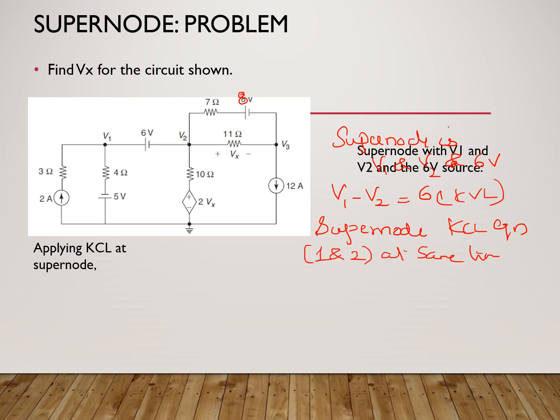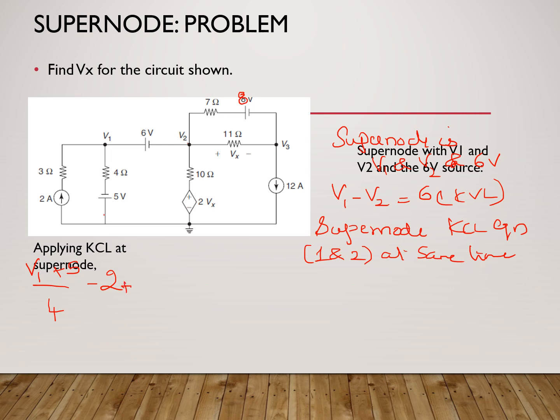When I'm writing this, at node 1, we have a 2 ampere current which is flowing in, and the current through the 4 ohm resistor is flowing out. So when I'm writing it, it is (V1 plus 5) divided by 4 minus 2, because the 2 ampere current is flowing in, that is, I've considered it as minus 2. Now the V1 node is considered. Now coming to V2. So 3 branches are there. Let's write the equation now.